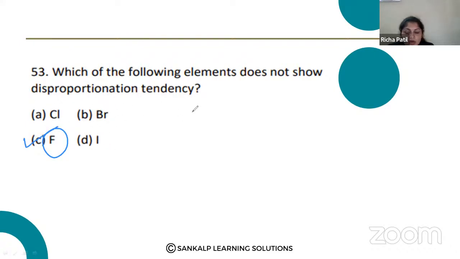Means what? They will show different oxidation states, different oxidation numbers. They will show positive as well as negative oxidation numbers. But fluorine will always show the same, so it does not have that tendency. Disproportionation tendency is not shown by fluorine as it is a highly electronegative element.